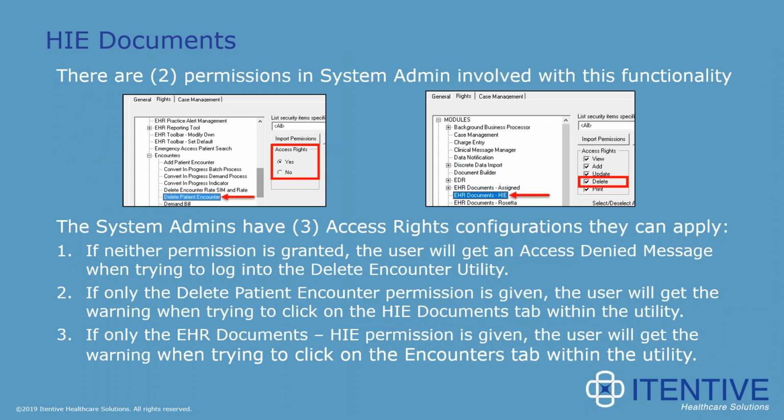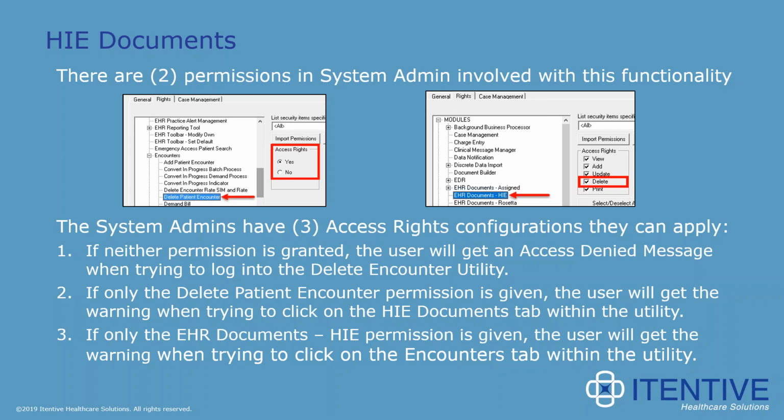Now, there are two permissions in system admin involved with this functionality. First is going to be the permission to run the delete encounter utility under operations encounters, then delete patient encounter. And then second, the permission for EHR documents under modules, specifically that delete right makes the HIE tab and the delete encounter utility visible. So please make note here, if either one of the permissions is given, the utility is going to be accessible.